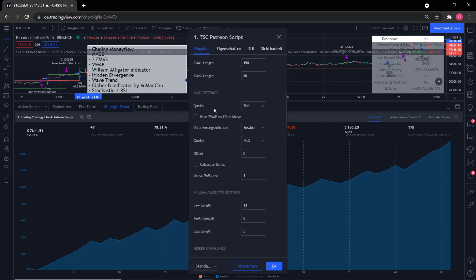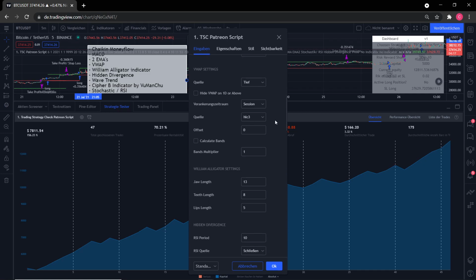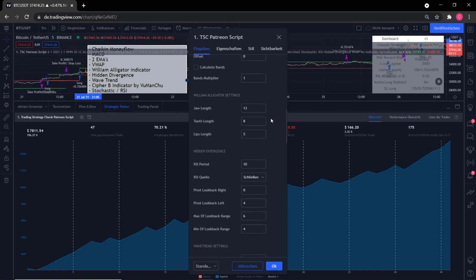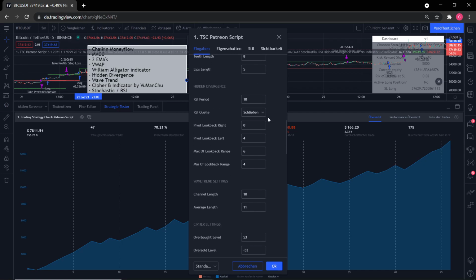VWAP. The VWAP is very useful as a complement to other indicators. Therefore, it should be combined. For a signal, the price must be greater than the VWAP. Williams Alligator. For a signal the jaw must be bigger than the teeth, and the teeth must be bigger than the lips.